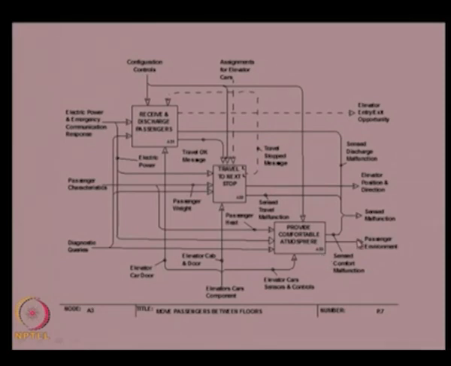Then the passenger environment and sensed malfunction, elevator position and direction, and discharge malfunction, these are all the outputs coming from this function A3. And A3 outputs we actually saw in the previous diagram, the level 1 diagram. You can see the same outputs will be coming here also, but they will be coming from different functions.